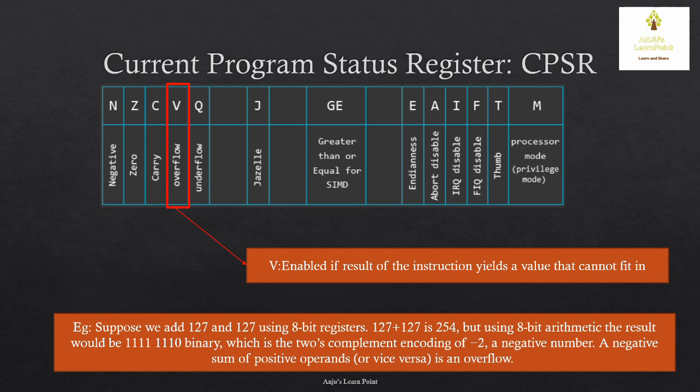But using 8-bit arithmetic, the result would be 1111 1110 in binary format, which is nothing but a 2's complement encoding of -2, a negative number. So in short, we can see that a negative sum of positive operands, or the reverse, is an overflow. That is, the overflow flag is thus set when the MSB is changed by adding two numbers of the same sign or subtracting two numbers with the opposite sign. That is the conclusion which we draw.